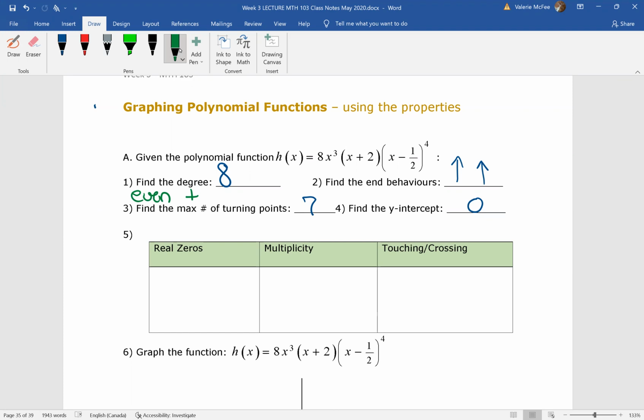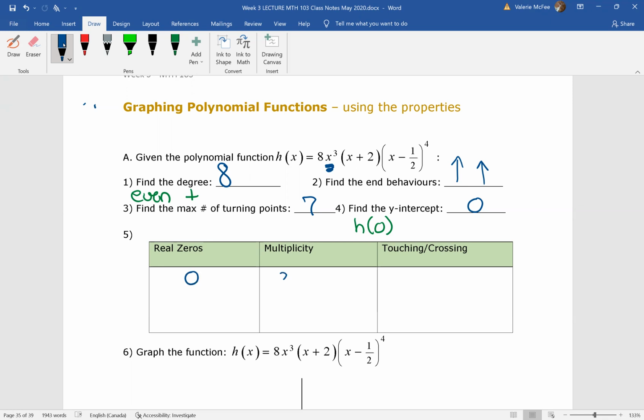The y-intercept, remember to find the y-intercept, you're letting x equal 0. If you let x equal 0, then this whole thing will equal 0. So let's fill in this table. We have our real zeros. What are they? Well, for this x, it is 0.